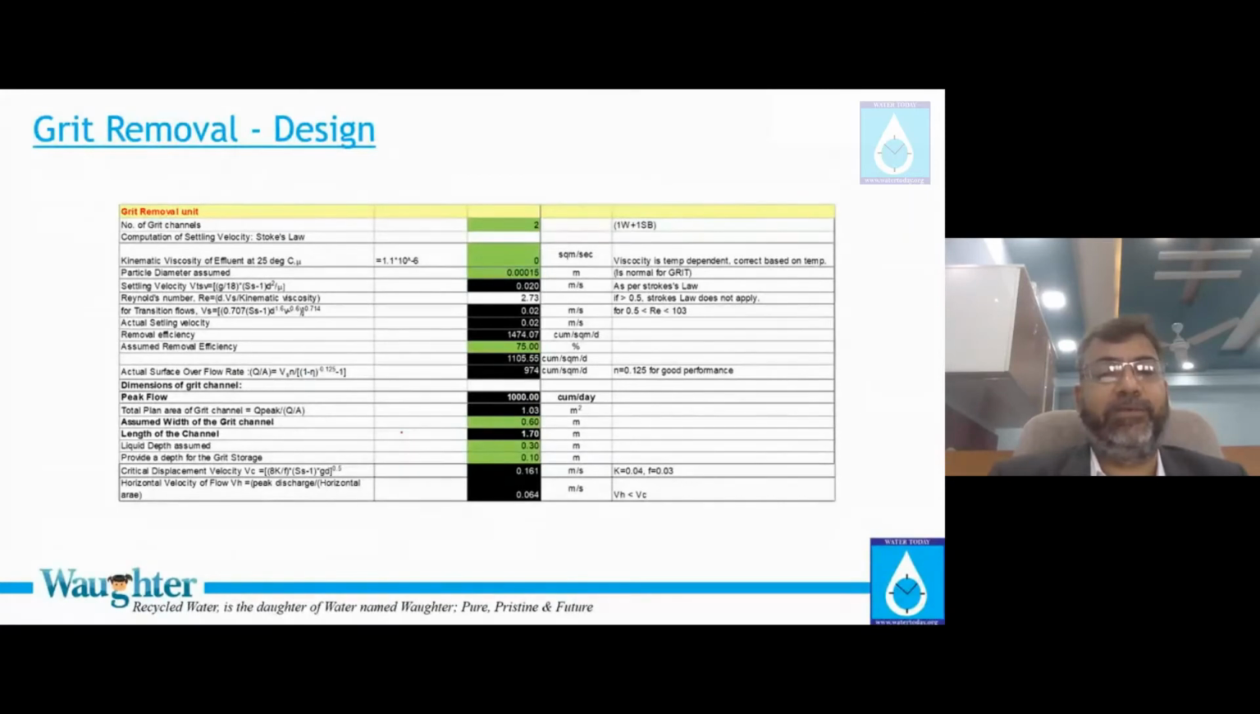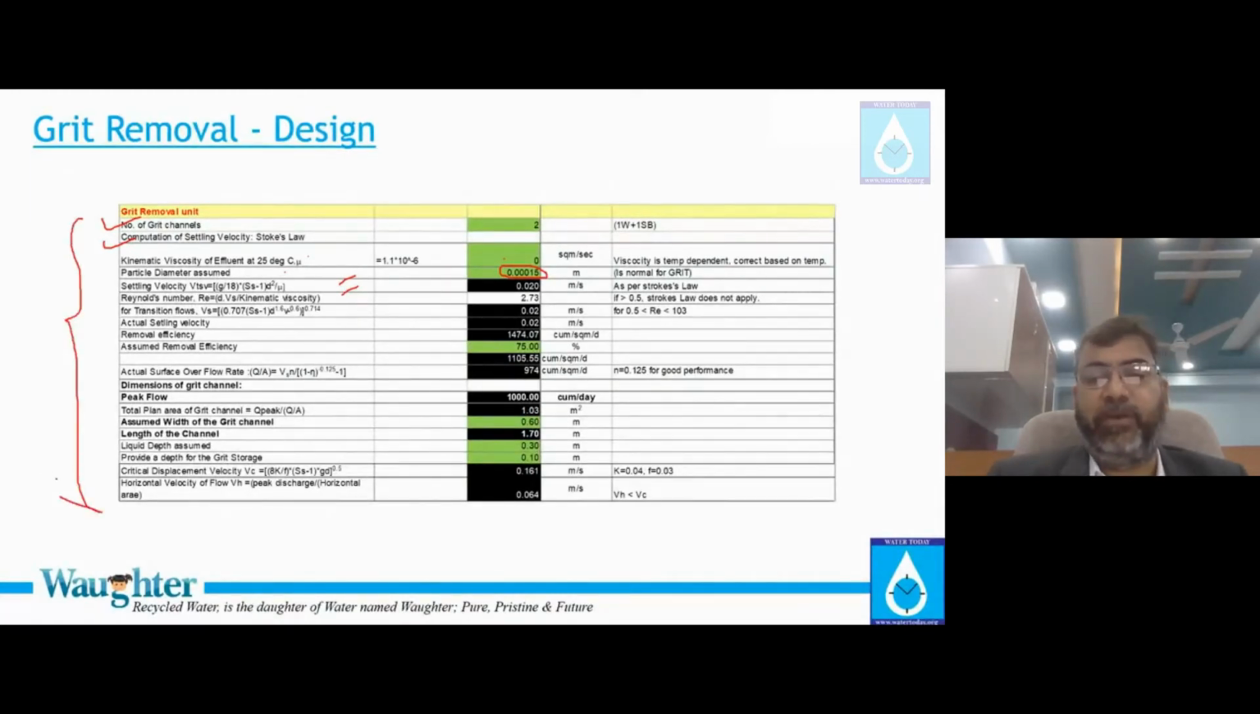The Excel sheet we will be using, but what we talk about is how many grit chambers are there, and what is the computation of settling velocity as per Stokes law. So we know the kinematic viscosity of the fluid. Then we assume a particle diameter. For normal grit, this is the allowed particle size. If you want to go for a finer particle, you can just write it, but this is acceptable. Then we talk about settling velocity and so on. So I'm not going to explain this particular sheet right now.